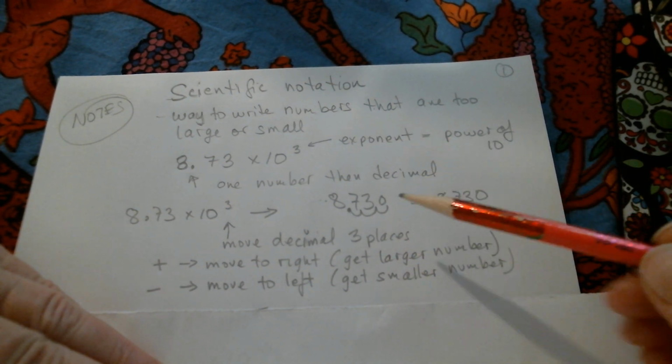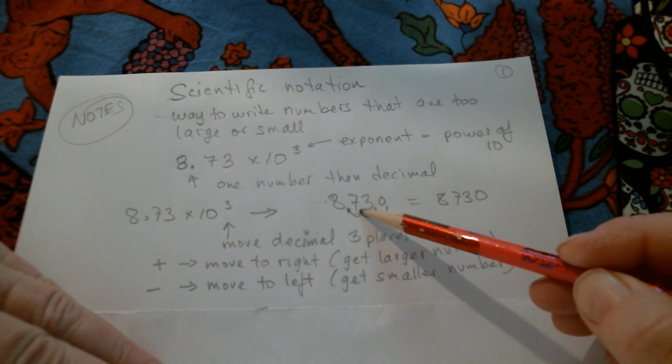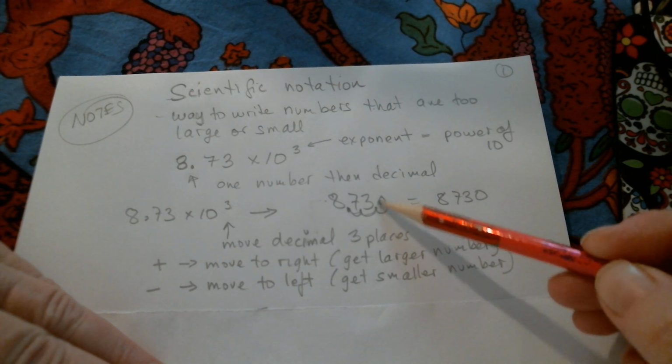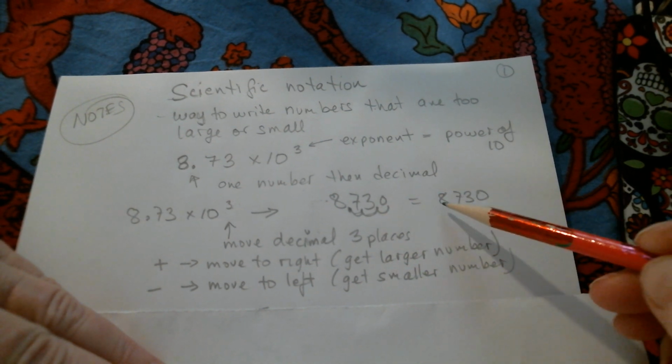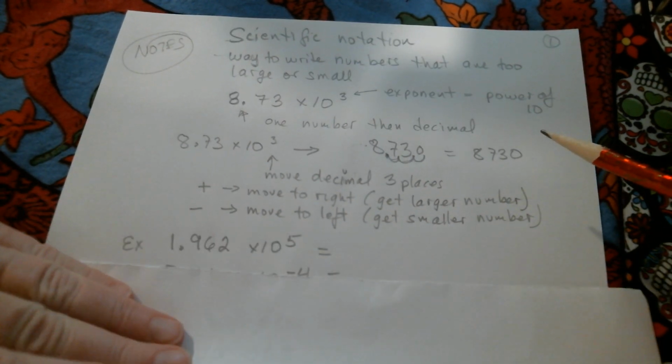Now you can do it a different way, but this is what I have found to be the easiest. If you move the decimal in between the numbers, and then when you move it 3 places, it gives you a little space here, and you know there's a 0. So it's 8,730. Okay, let's try another one.